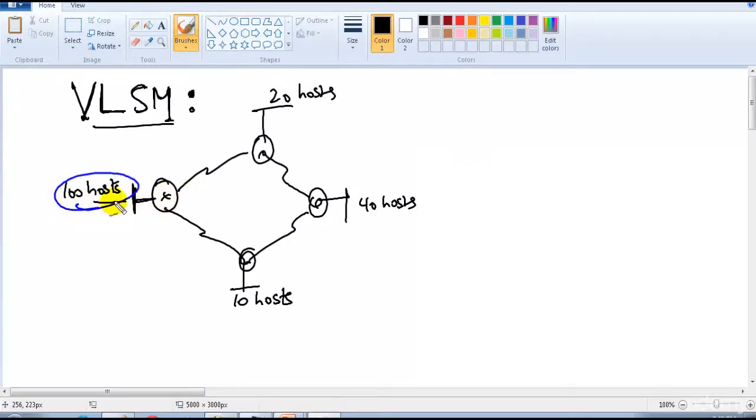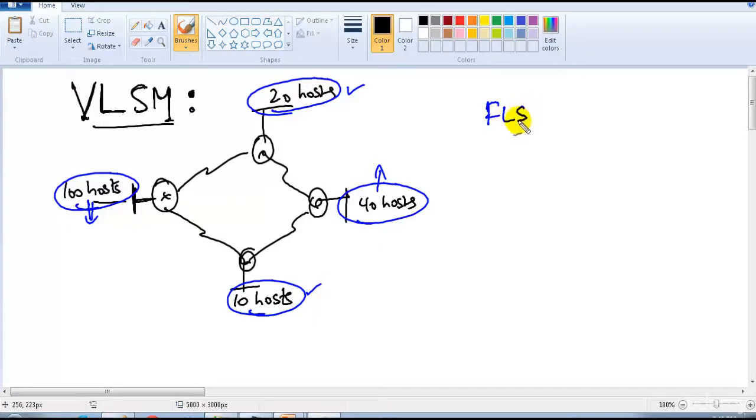In one branch office, I have a requirement of 100 devices. Probably I have 100 users. In another branch office, I have only 20 users. In another branch office, I have 40 hosts or 40 users. And in another branch office, I have only 10 users.